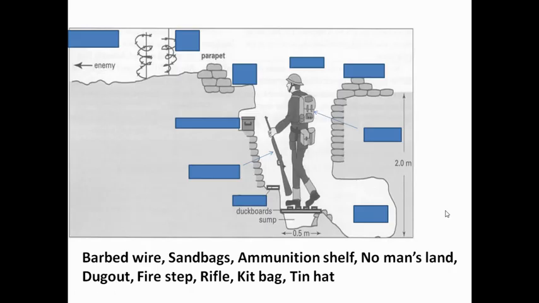Right, now on this slide, again on your piece of paper, I want you to make some notes and try and work out where each of these labels goes. So I've covered them all up. Here they are, the little blue boxes. Okay, where do the labels go? So where's the barbed wire? Where are the sandbags? So pause the video and work them all out.